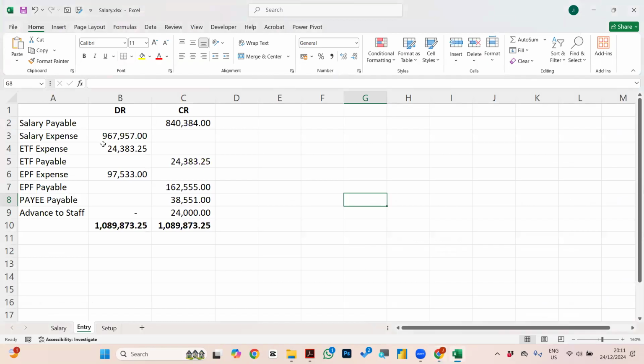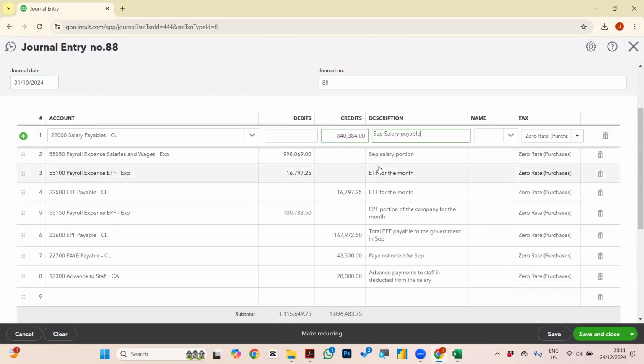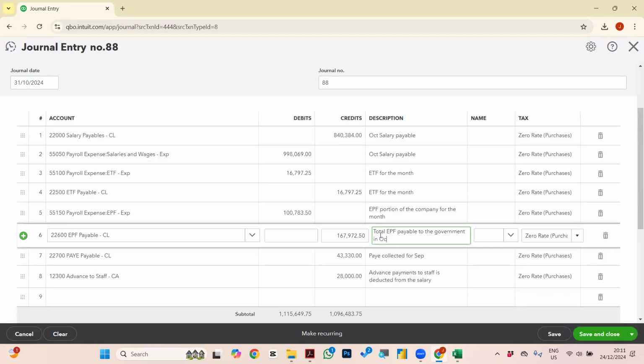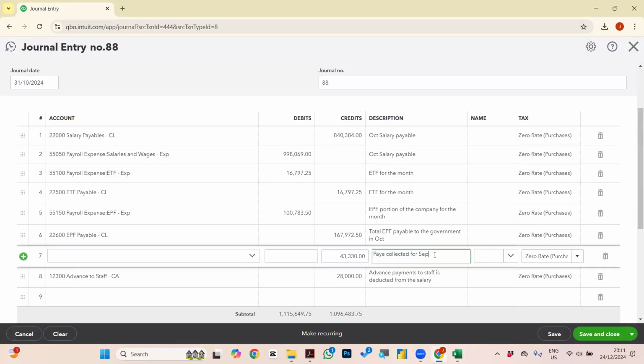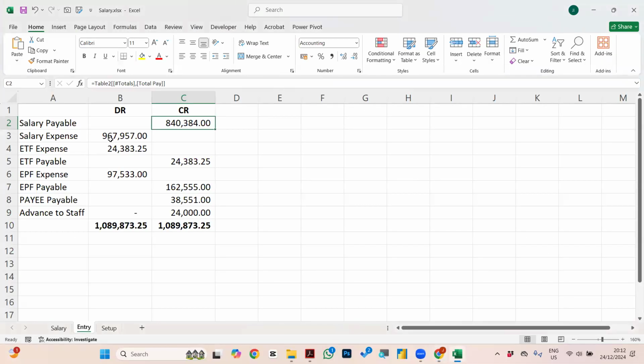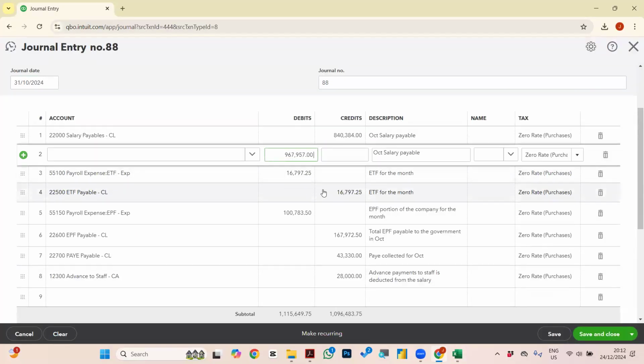So salary payable is going to be 840,000 this time. I'm going to say 840,000, and instead of September, it's going to be October. Just paste it here. All right. The rest, there's no month here. Okay. That's here, September. Let's change it to October. I hope the months are okay. All right. Now we have recorded the salary payable. The next one is salary expense. Now this is the salary expense account we have. I'm going to simply paste it here.